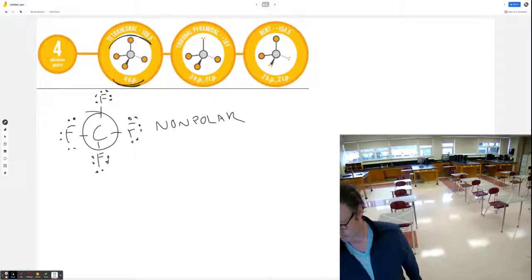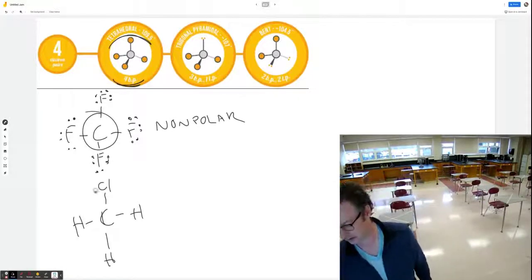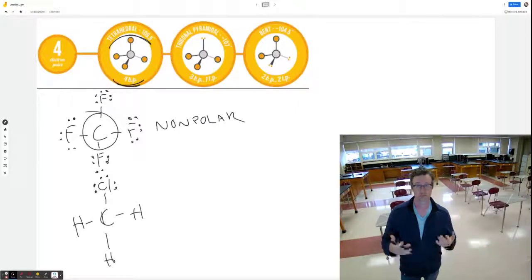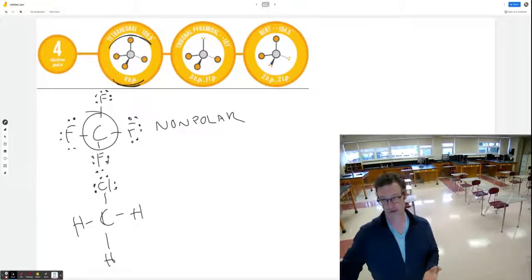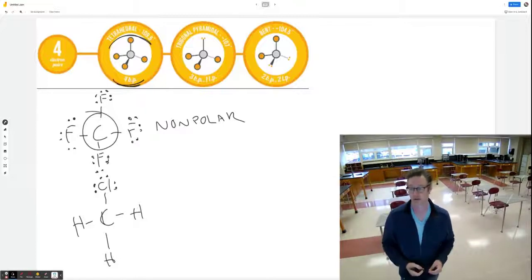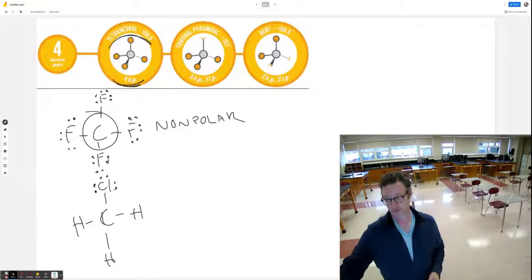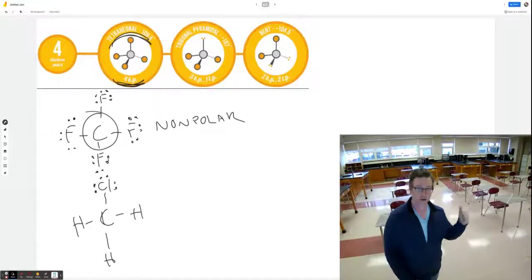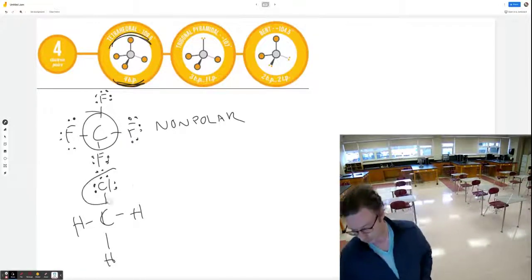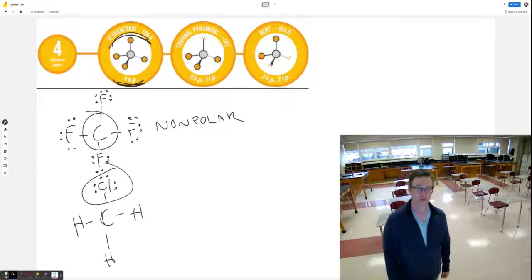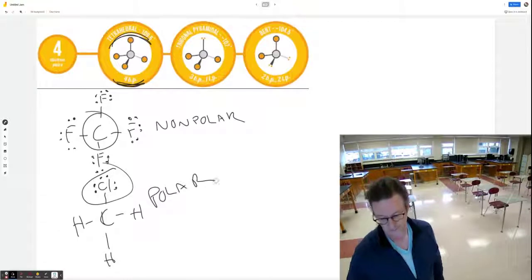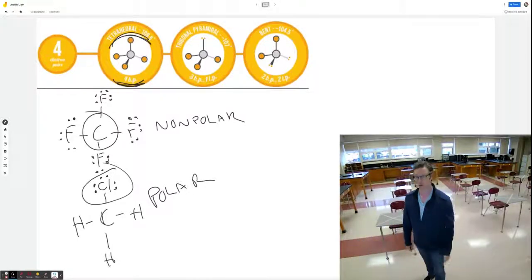Another example, CH3Cl. 4 atoms connected to the center atom. So we're in this row of the chart. All are bonded. So 4 bond pairs, no lone pairs. That's a tetrahedral shape. Question number 1, are all the terminal atoms the same? No. There's a chlorine mixed in with those 3 hydrogens. Polar. Okay, if you answer no to the first question, mark it polar.